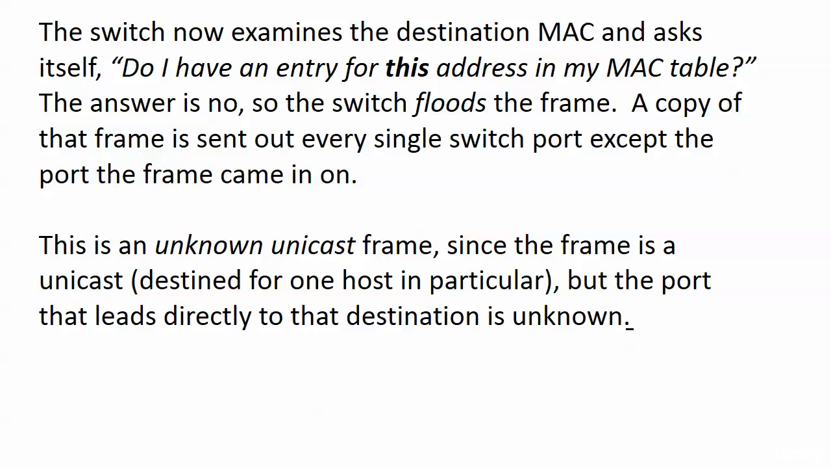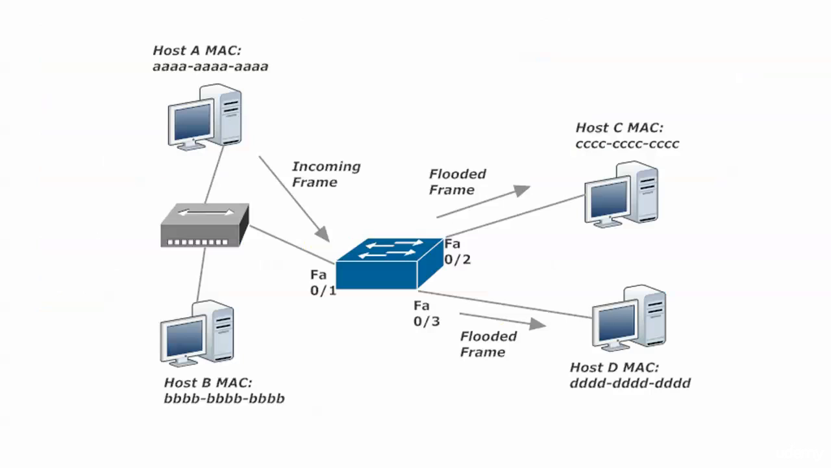It happens a lot when you first power on a switch or you first add a host to the network. This is an unknown unicast frame. That's kind of an odd name, because my first thought when I saw it was, if it's unicast, if it's just going to one place, how can that place be unknown? Well, the frame is a unicast. It's destined for one host in particular. We know that's host C, but the port that leads directly to that destination is unknown by the switch. So this is our result. That frame came in on port 1, the switch looked at the source, added host A's address to its MAC address table, then had to decide what to do with it, and it decided to flood it because it did not have an entry for host C's MAC address.